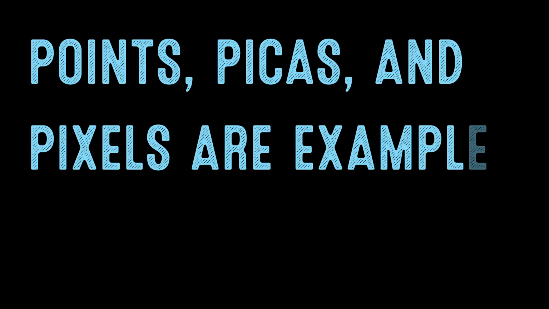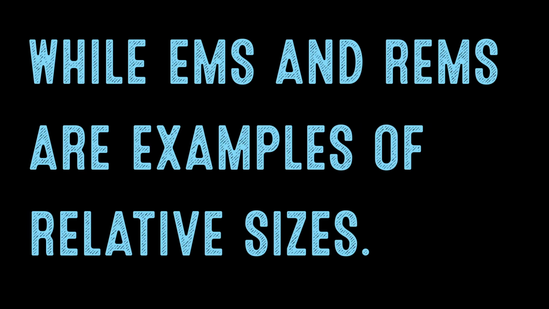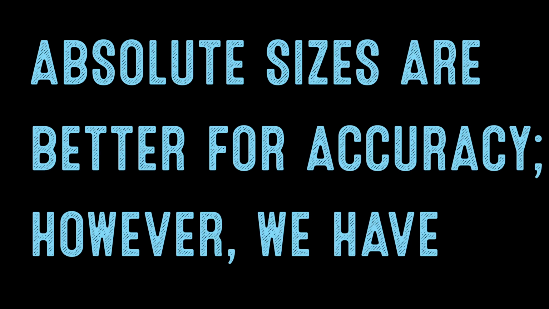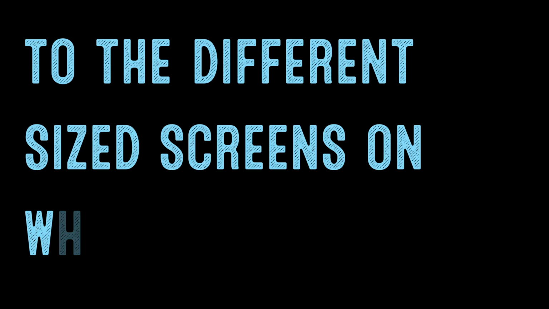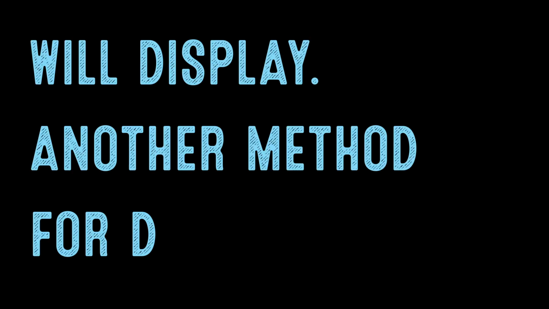Points and picas are examples of absolute sizes, while M's and Rems are examples of relative sizes. Absolute sizes are better for accuracy. However, we have been moving to relative sizes because of responsive design. We want our type to be scalable to different size screens on which our websites will display.